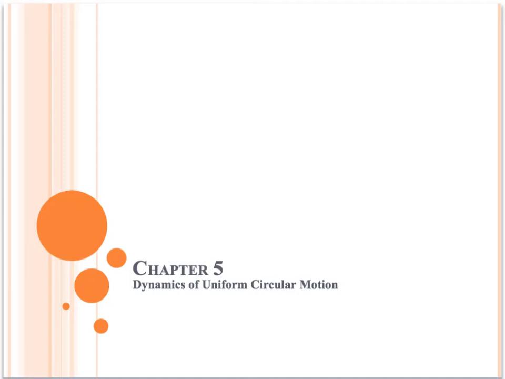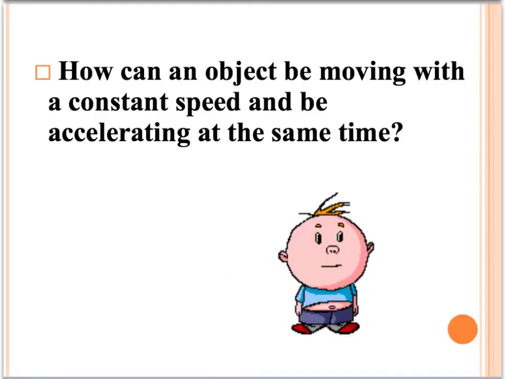Welcome to Chapter 5, The Dynamics of Uniform Circular Motion. So we're going to start this chapter with a question. How can an object be moving with a constant speed and be accelerating at the same time? We talked about this a little bit in class today. I'll give you a hint.